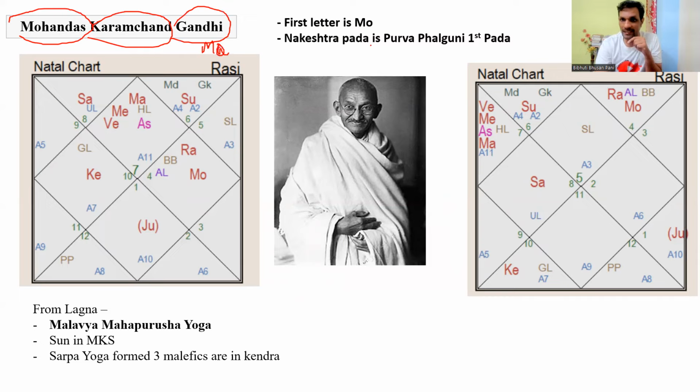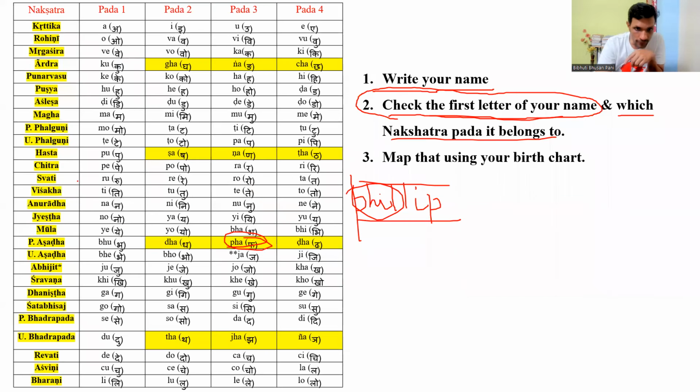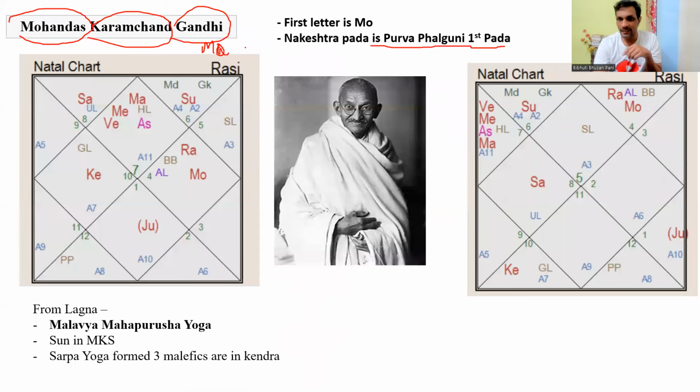It is linked with Purva Phalguni first pada. So you will find this Mo in Purva Phalguni first pada. We have found for Mohandas Karamchand Gandhi that the first letter is Mo, and it is Purva Phalguni first pada. It is located in the sign Leo, Simha Rashi.